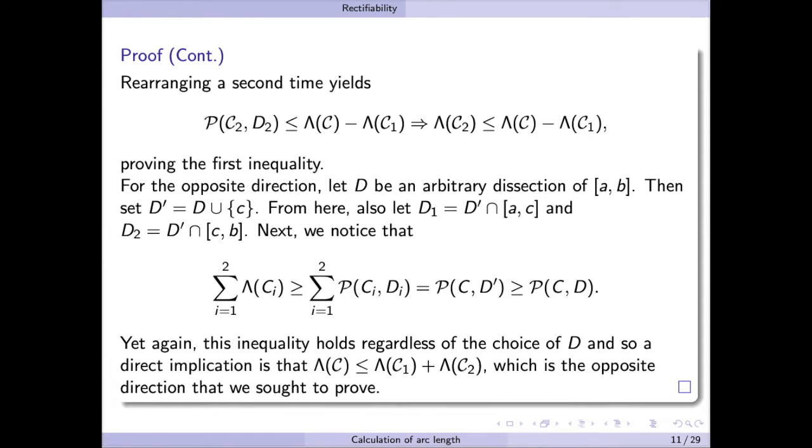Now we notice that the sum, as i goes from 1 to 2, of lambda of Ci is greater than or equal to the sum as i goes from 1 to 2 of P of Ci Di, by the very definition of the supremum of a set. This in turn equals P of C comma D prime, because D1 union D2 equals D prime. And from theorem 3, we know that this is bounded below by P of CD because refinements of dissections increase the arc length. Now, this inequality holds regardless of the choice of D, and since we know for a fact that C1 and C2 are each rectifiable, the sum as i goes from 1 to 2 of lambda of Ci is a fixed real number.